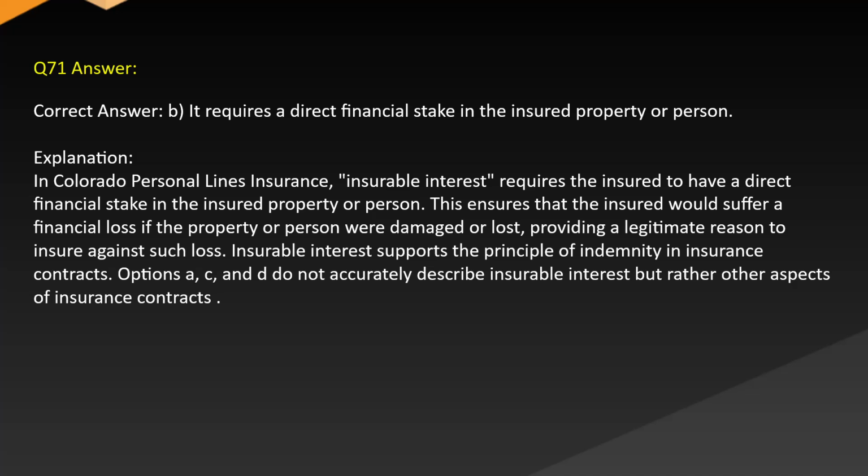Explanation: In Colorado personal lines insurance, insurable interest requires the insured to have a direct financial stake in the insured property or person. This ensures that the insured would suffer a financial loss if the property or person were damaged or lost, providing a legitimate reason to insure against such loss. Insurable interest supports the principle of indemnity in insurance contracts. Options A, C, and D do not accurately describe insurable interest, but rather other aspects of insurance contracts.